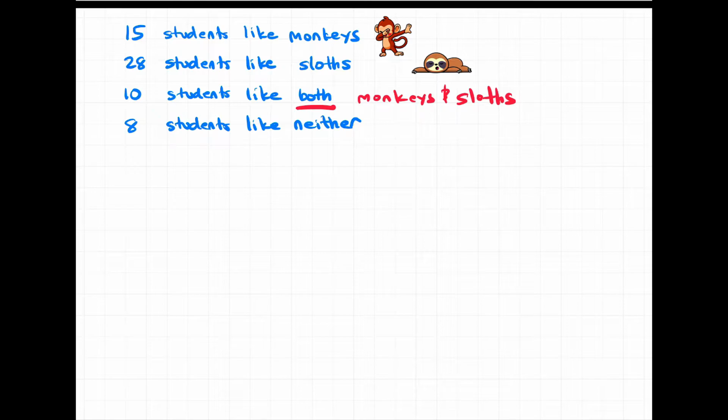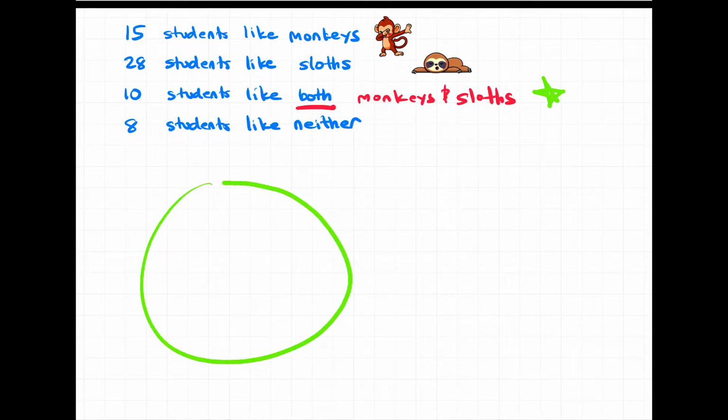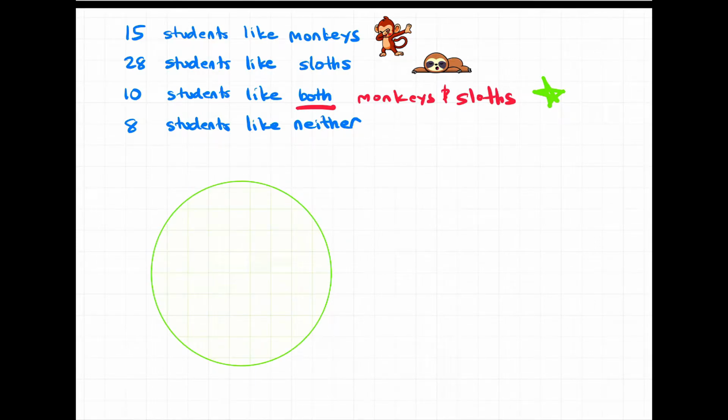So they like both. So with this one, what you have to remember is we're going to start off with both. Always start off with the both. Okay, so let's again start with a circle, and we're going to say that this one is monkeys.